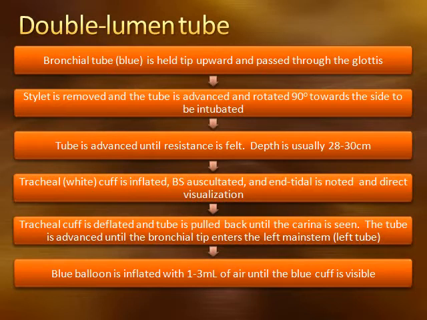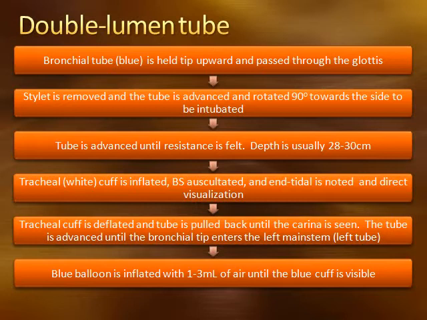Correct tube placement is confirmed by direct visualization via bronchoscopy. To do this, the flexible bronchoscope is passed down the tracheal lumen. The anesthetist will deflate the tracheal cuff and pull back until the carina is seen. At this point, tracheal cartilaginous rings are anterior and the tracheal membrane is posterior.